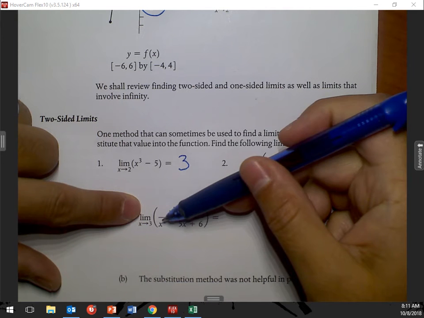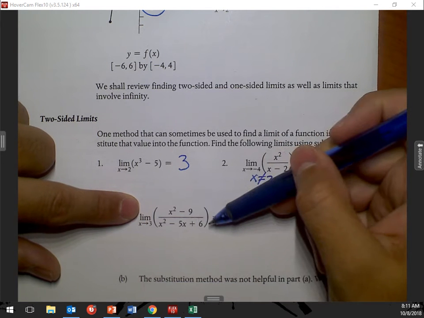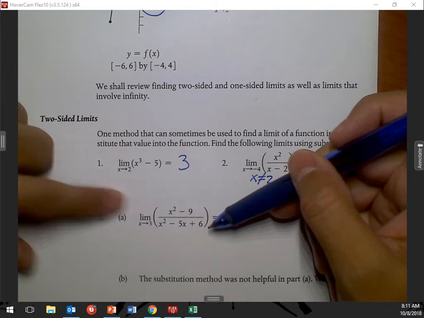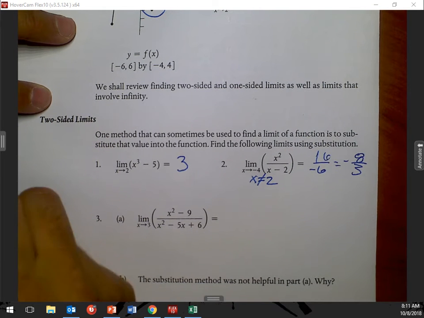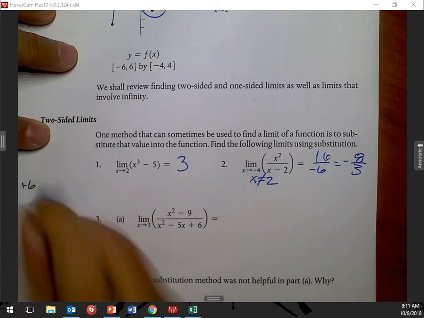All right, so let's go ahead and factor this. It's going to be x squared minus 5x plus 6. I'm going to go off to the side.